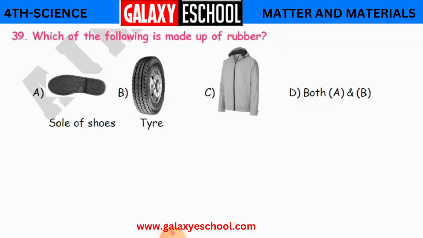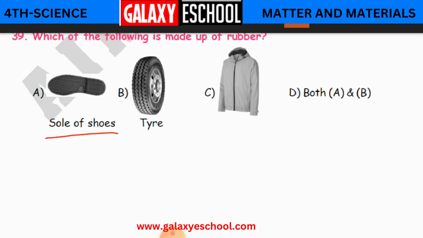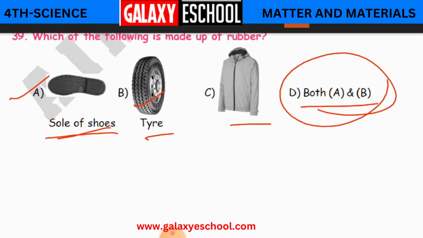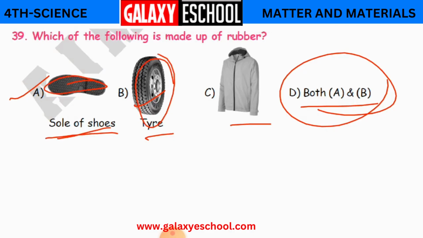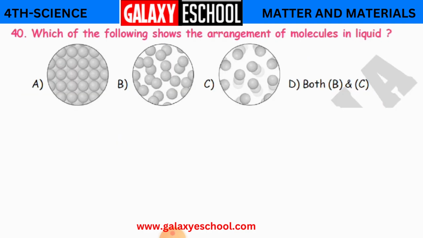Clear? Now, 39th question. Which of the following is made up of rubber? Either sole of shoes, tire, or a jacket. So this is both A and B. A and B, what are they? Sole of shoes and tire. So D is the correct answer. Why? Because the sole of shoes, that is the bottom part of your shoes, and the tire, they both are made up of rubber. Clear, children? Now, 40th question.